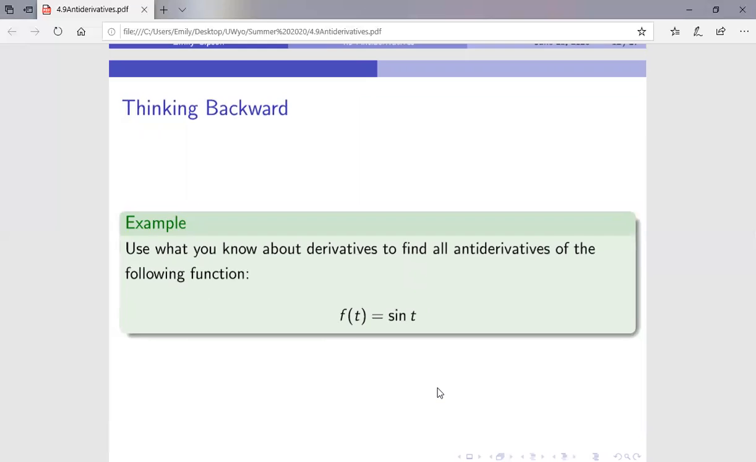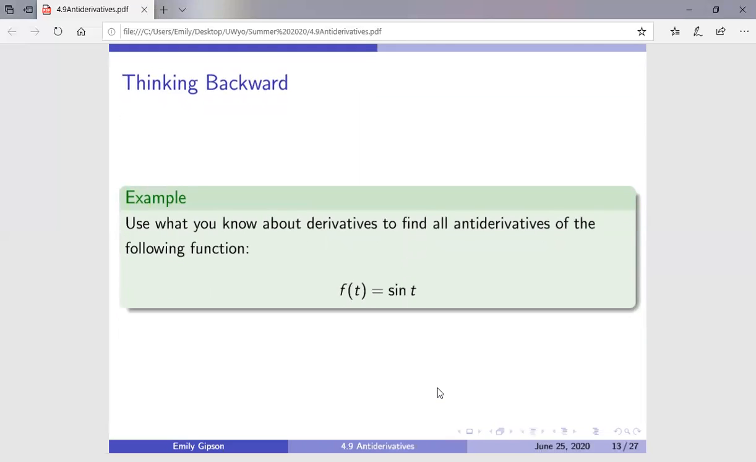So finally, use what you know about derivatives to find all the antiderivatives of the following function, where f of t equals sine of t. And just like before, just because we've changed our variable from x to t doesn't mean that we fundamentally changed what I'm asking you to do. I'm just asking you to go backwards.